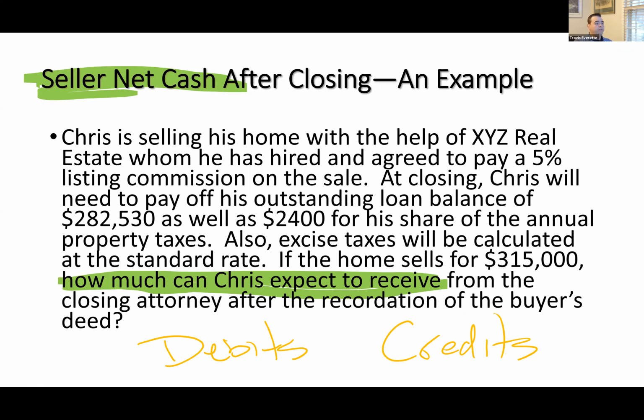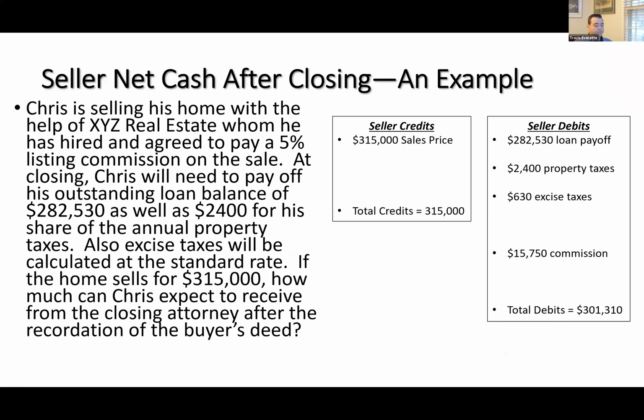We're going to take these numbers they've given us and just put them in two lists. This is the same question. I just scrunched it down so you can see the two lists here. I'm going to do some little color-coded highlighting for you. Let's talk about the credits. As far as I know, that seller's going to get one credit, what they sell it for, the purchase price. That's the only credit they have. There's their whole list of credits. Boom, done. Their total credits, $315,000.